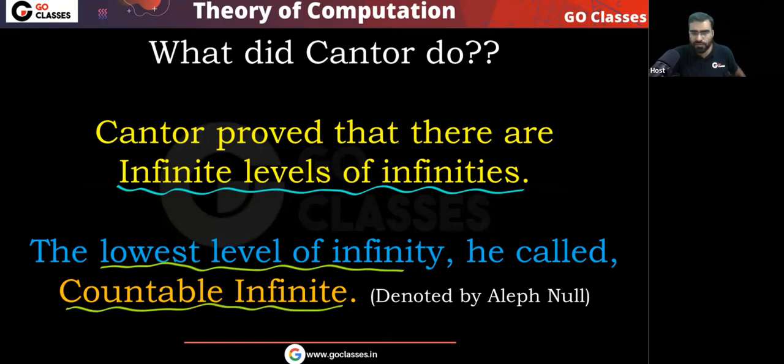The lowest level of infinity is called countable infinite. So this is the infinite levels of infinity. I hope you understood. Don't worry, all these things will become more and more clear.